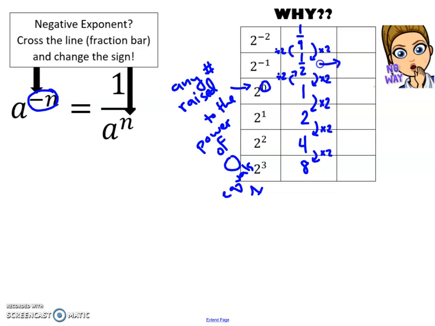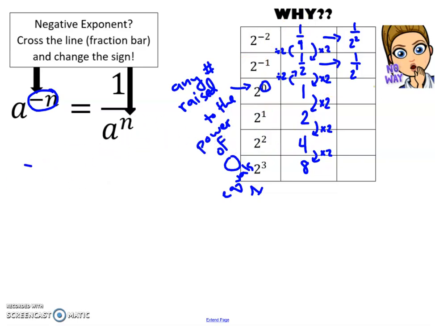So let's think about that for just a moment. 2 to the negative 1 became 1 over 2 to the positive 1. 2 to the negative 2 became 1 over 4. Another way to write that is 1 over 2 squared, because 2 squared, we already said, is 4. It's positive 2 from that negative 2. So we cross the line and it changes our sign. That's what negative exponents do. This chart is kind of your proof. Yep, that's what it does.